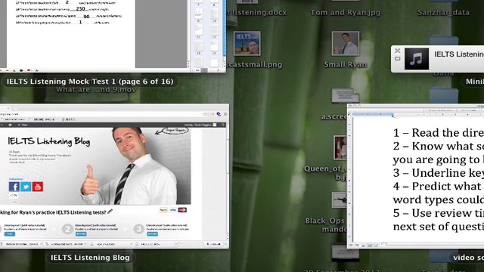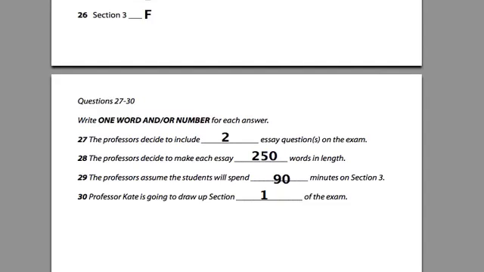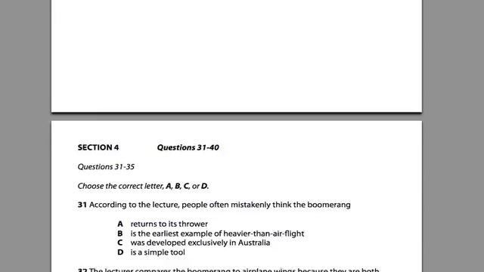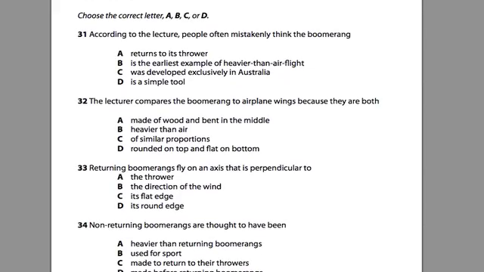Okay, let's go back to our listening here and move on to section 4. That is the end of section 3. You now have half a minute to check your answers. Okay, so we're going to use this time to preview. Choose the correct letter A, B, C, or D. Now we want to underline key vocabulary. According to this lecture, people mistakenly think the boomerang. Mistakenly, key, underline this. Okay, we have a few answers here.